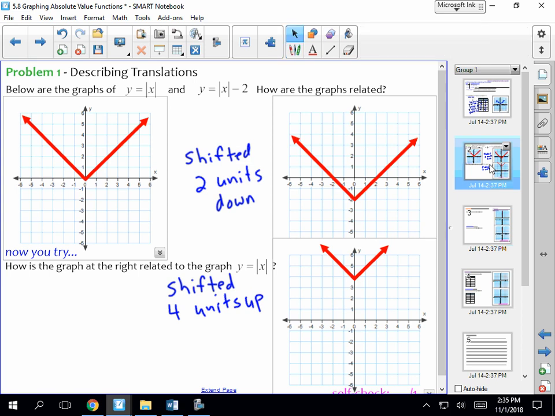As we're looking at these, we don't really need to make a table for the graphs of y equals absolute value of x minus 2 or this graph if we know how to shift it up or down to move the whole thing. Every one of the points there gets shifted up 2 units from the parent graph. Every one of them.